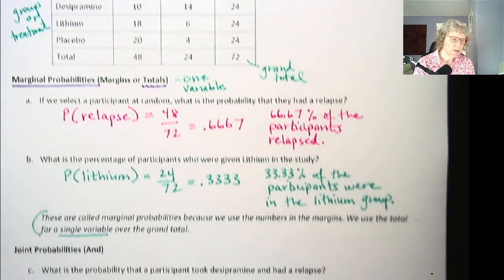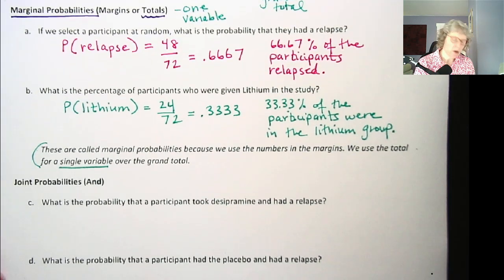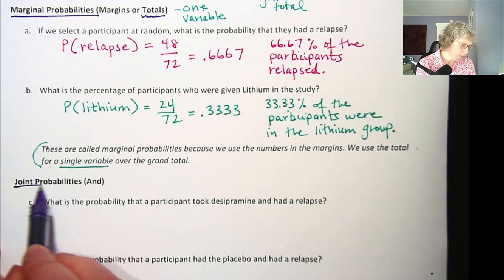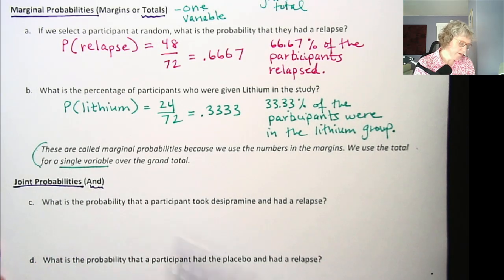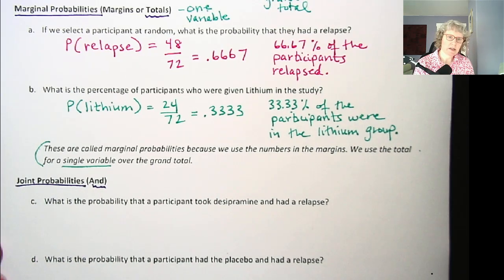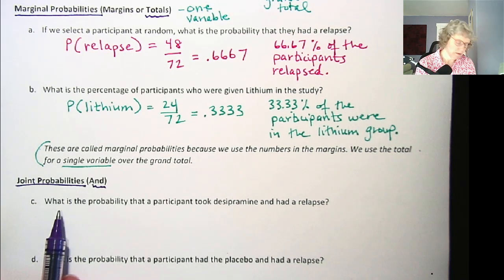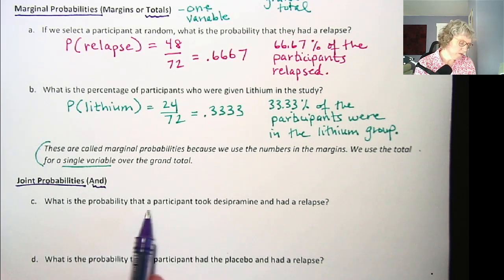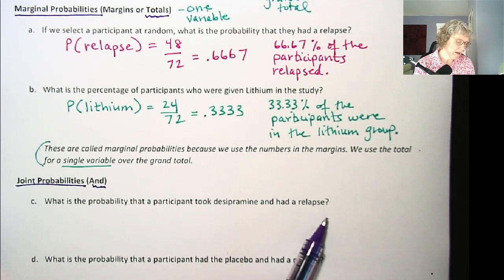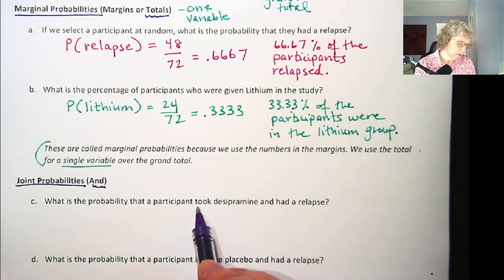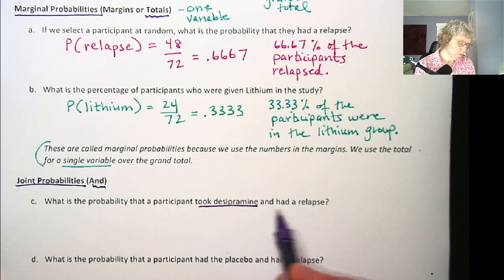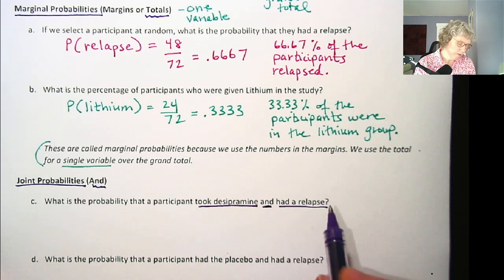The next one is called a joint probability. And the key word is "and." So we're looking at two things happening together. So letter C is, what's the probability that a person took desipramine and had a relapse? Okay, so I'm going to underline the different things. Took desipramine and had a relapse.